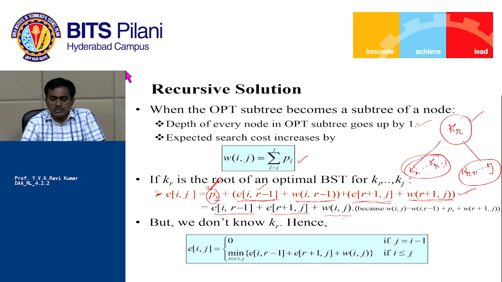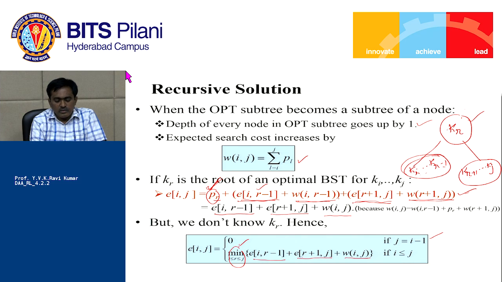Now, we don't know which node or which root gives the optimal subtrees. Therefore we take the minimum of this. Now we'll summarize and say e[i,j] equals 0 when j equals i minus 1. This is already what we discussed: if j equals i minus 1, then there is no tree. Otherwise, for i less than or equal to j, we calculate e[i,j] like this: e[i, r minus 1] plus e[r plus 1, j] plus w(i,j), for all possibilities.